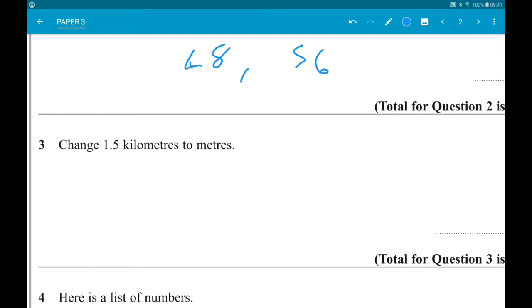Number 3, change 1.5 kilometers to meters. So every 1 kilometer is 1,000 meters. So this is 1,500.